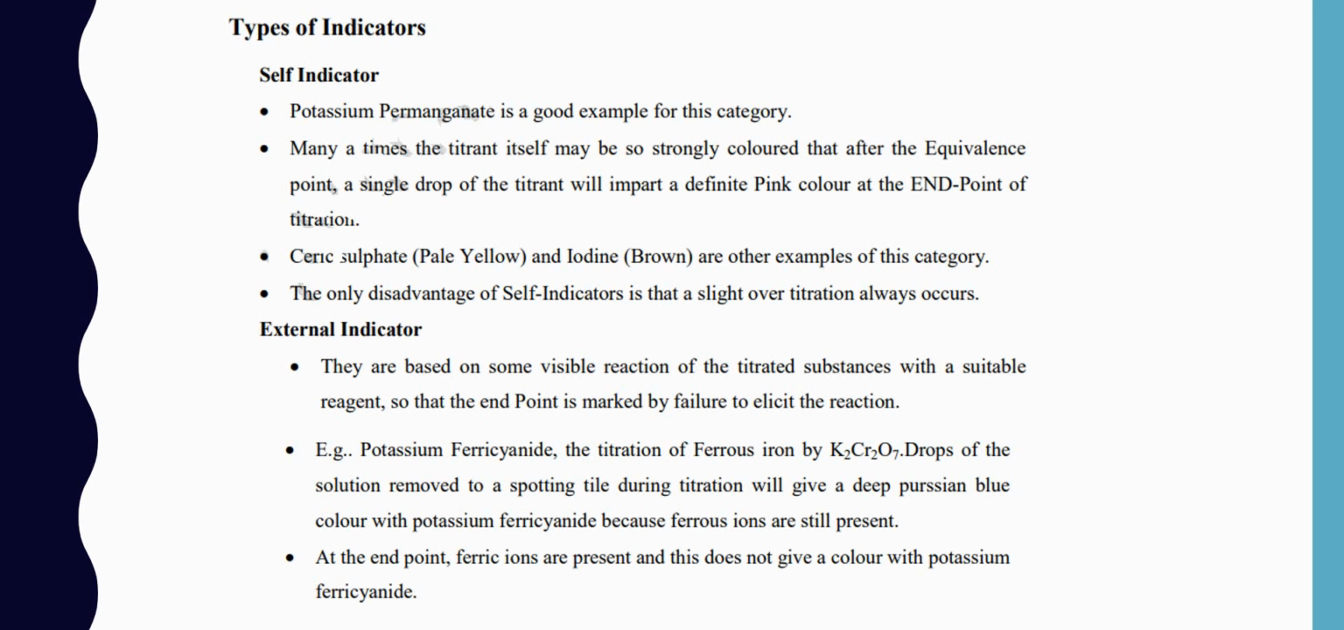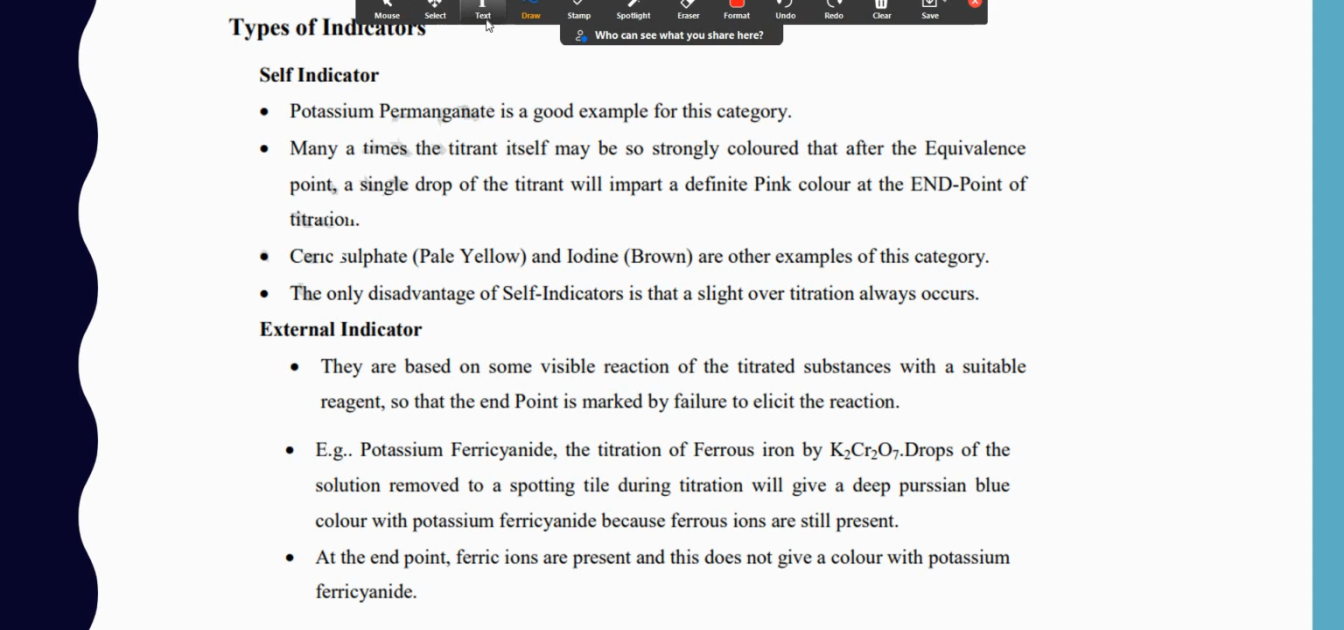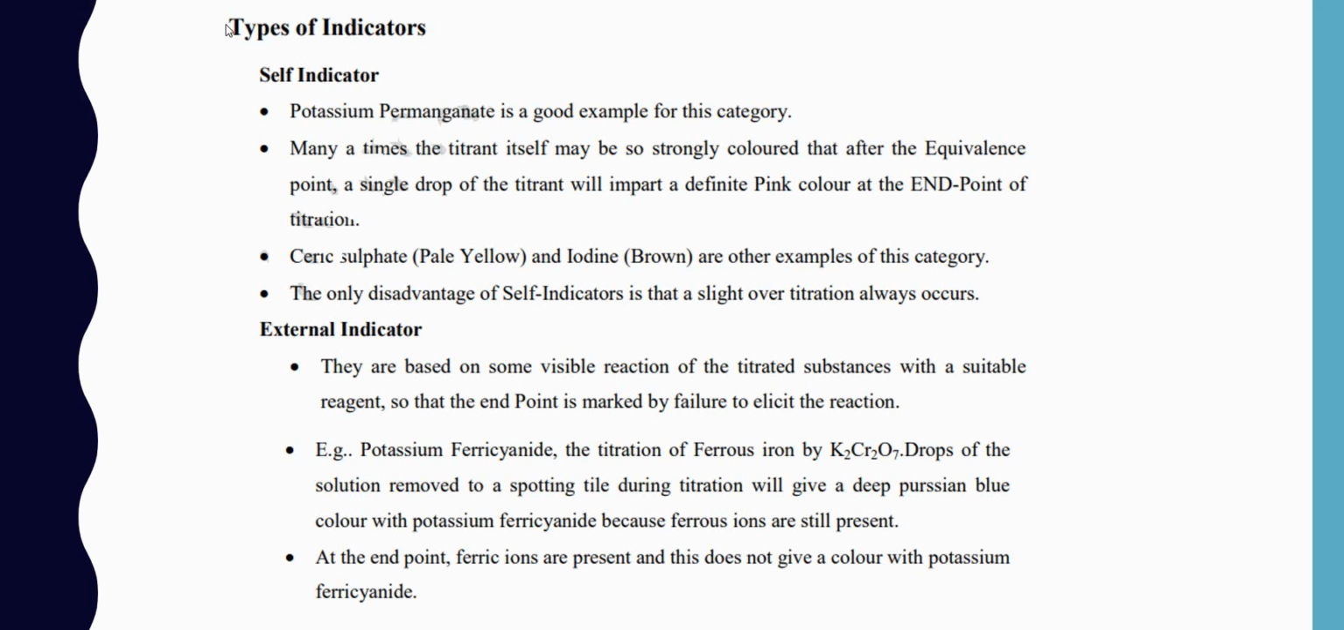Then types of indicators in redox titration. We have self indicator and external indicator. What we'll do now, yes sir. We are now going to study the types of indicators used in redox titration. We are studying redox titrations, and under that we are studying the types of indicators.